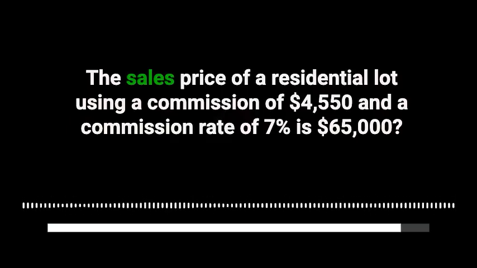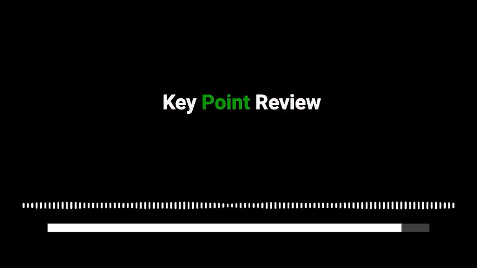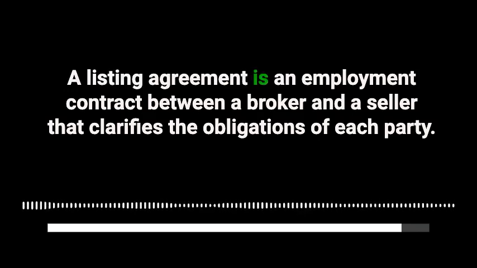False. The sales price of a residential lot using a commission of $4,550 and a commission rate of 7% is $65,000. True.